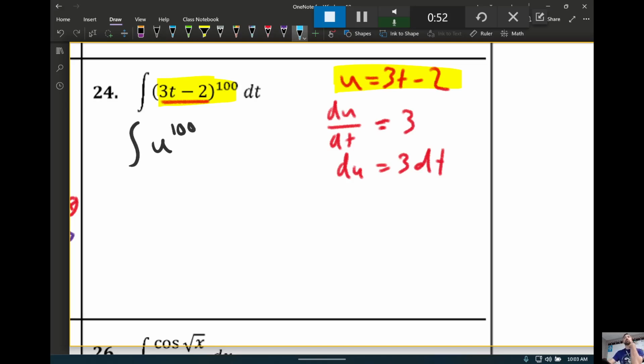But this is why I really think you're doing yourself a disservice if you don't keep up with this dt. I know it seems unnecessary because a lot of times you can get the answer right, but you need to have a visual of, I've substituted this stuff, this is u to the 100th, but I haven't substituted for this. And I don't know how big dt is. I know how big 3 dt is. So divide this by 3, divide this by 3.